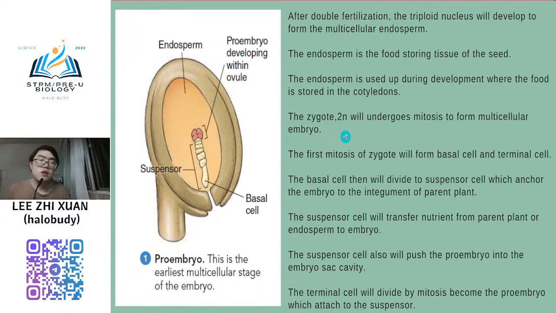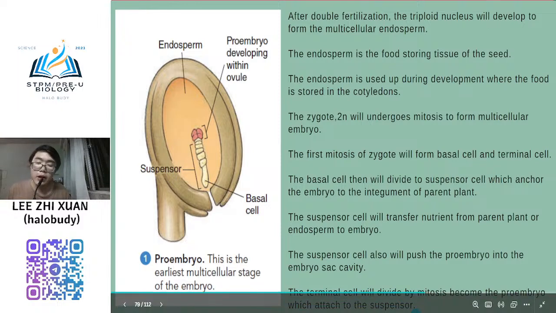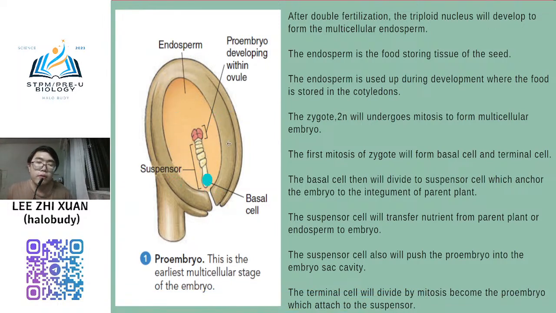The first stage is the pro-embryo stage, meaning the formation of the pro-embryo. You see this structure, this is the ovule structure, and it has already formed the zygote. I already mentioned that the zygote will further develop into the basal cell and also the terminal cell. This we call the pro-embryo stage.